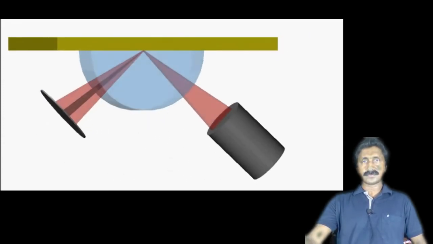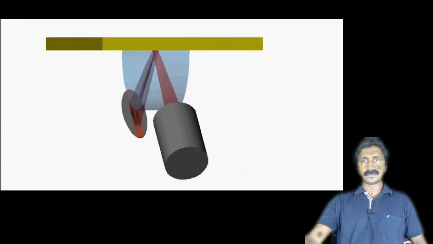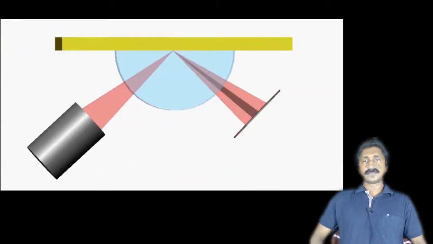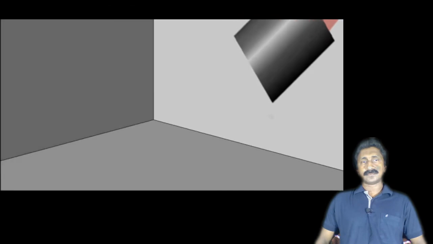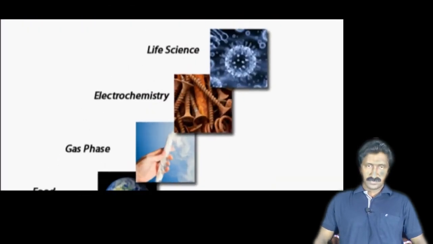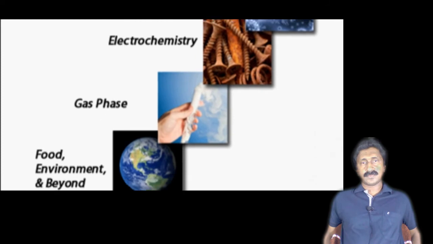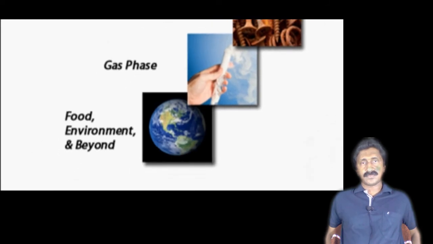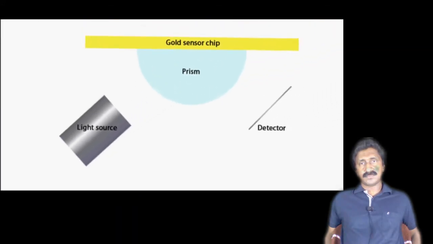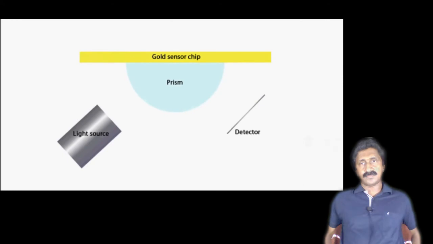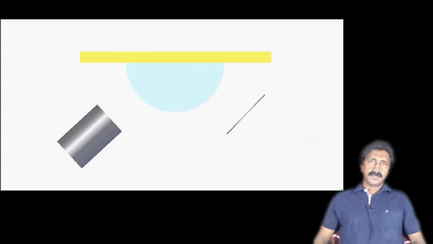Surface plasmon resonance, or SPR, has emerged as a powerful optical detection technique for studying label-free biomolecular interactions in real time within a variety of diverse applications, such as life science, electrochemistry, chemical vapor detection, food and environmental safety, and beyond. Due to its simplicity, nearly every commercially available SPR instrument uses a detection scheme called the Kretschmann configuration.